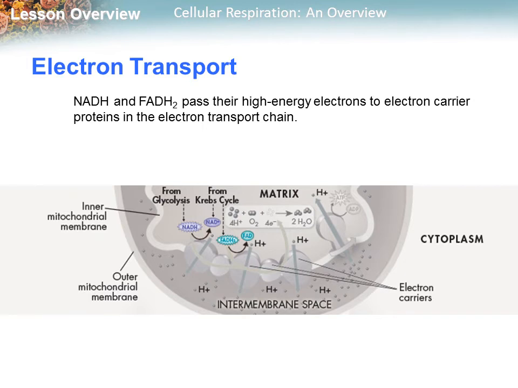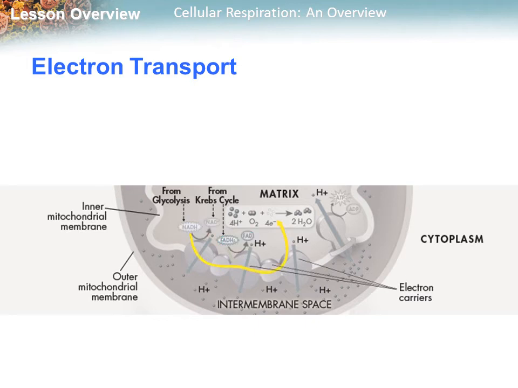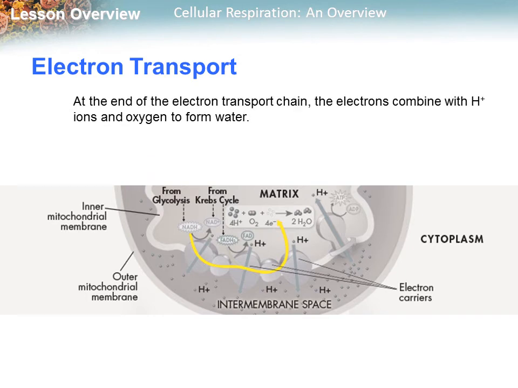NADH and FADH2 pass their high energy electrons to electron carrier proteins in the electron transport chain. So at the end of the electron transport chain, the electrons combine with hydrogen ions and oxygen to form water. So the hydrogen ions and oxygen combine to form water.